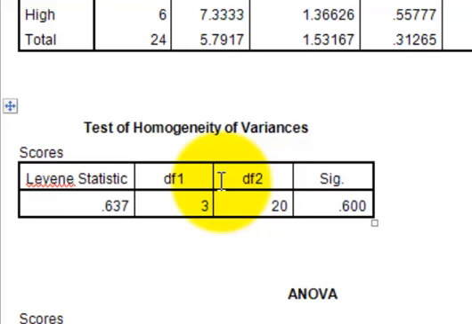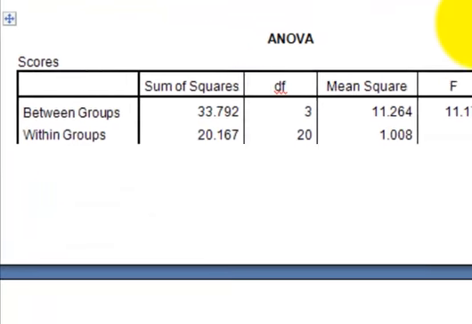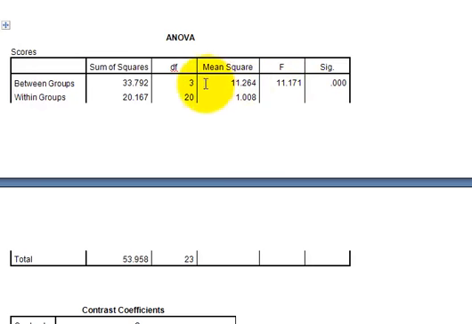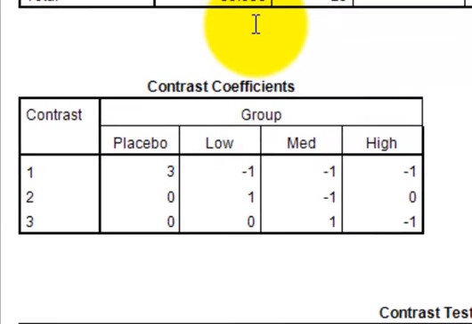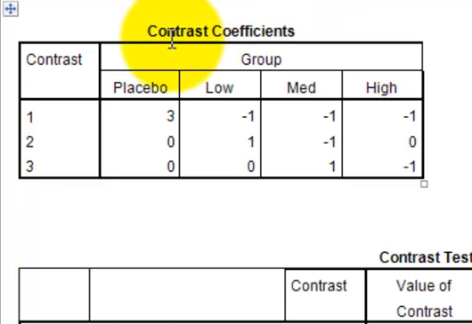All right, your assumption of homogeneity of variance was not violated, right? Because that's a big number, not a little number. And your ANOVA between groups was significant. We kind of knew that going in, that there was going to be a significant difference between the different groups. That's why we decided to run the contrasts or the planned comparisons. This tells me that you're comparing the placebo group against all three of the other groups. The second one is the low versus the medium. And the last one is the medium versus the high.